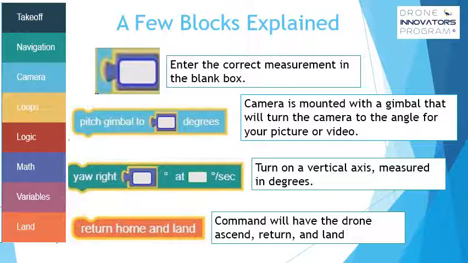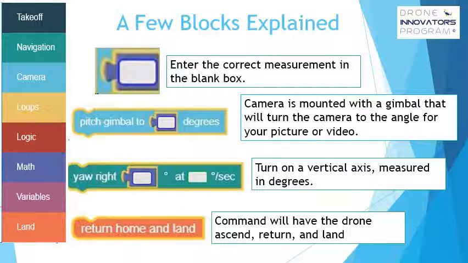Here are a few more commands in drone blocks that we can use in order to program our drone to take a picture. In the blank box, we're going to put whatever measurements we need. In this second option, pitch gimbal to how many degrees? The gimbal is what holds your camera and moves it up and down. To take a picture of the emblem, we want our camera facing straight down, which is a 90-degree angle. So that's what we're pitching the gimbal to: 90 degrees.